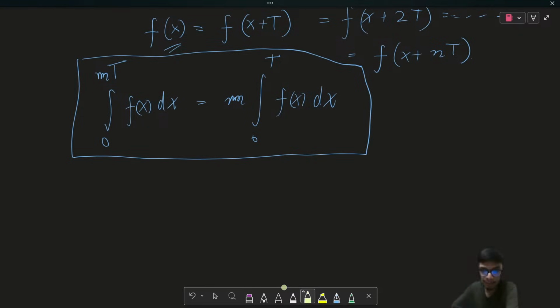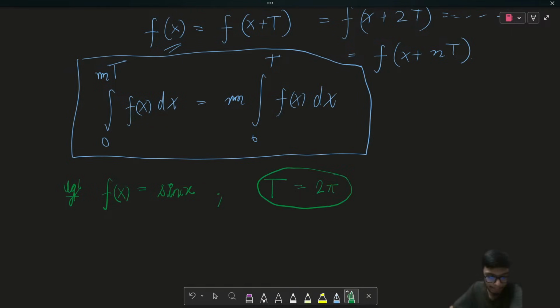The example I'm going to take is a periodic function, and a very interesting periodic function is simply sin x. The period of this sin x, we all know, is 2 pi. So let me write the period over here: the fundamental period is 2 pi, right?